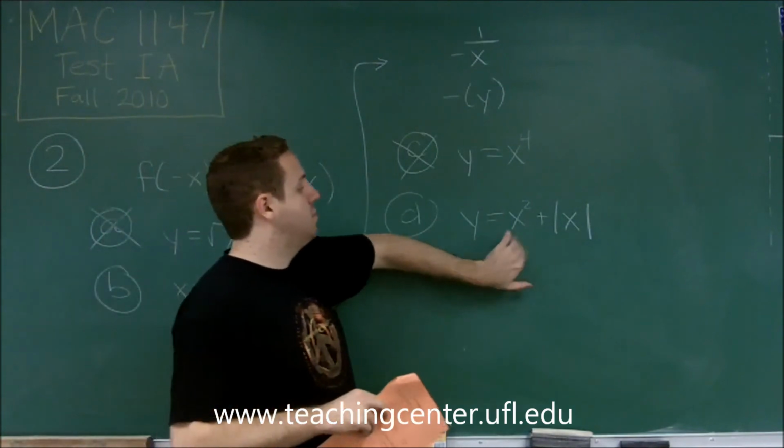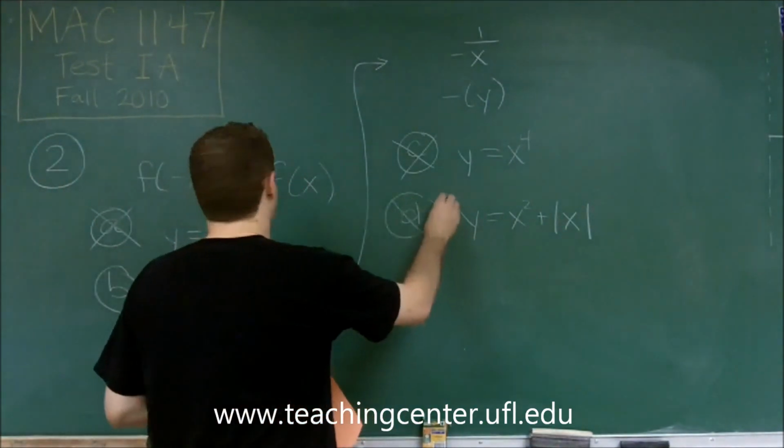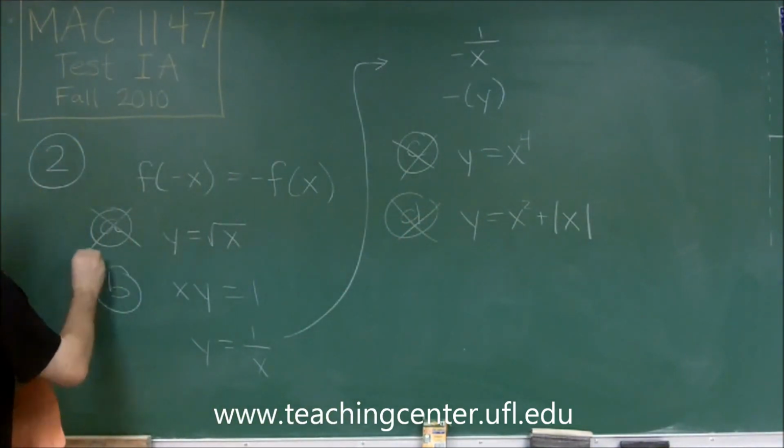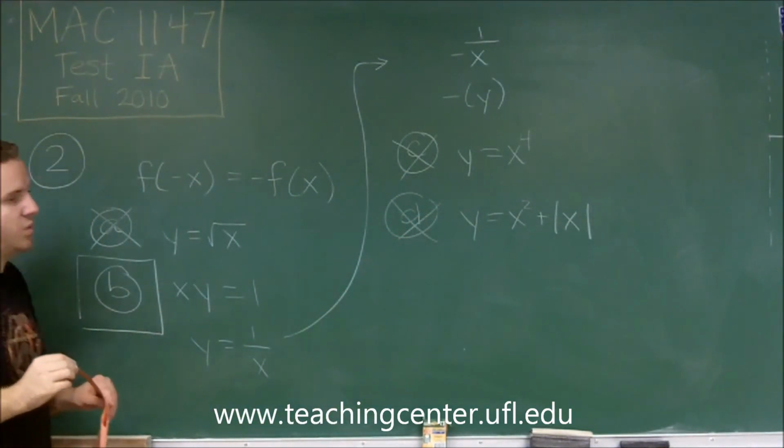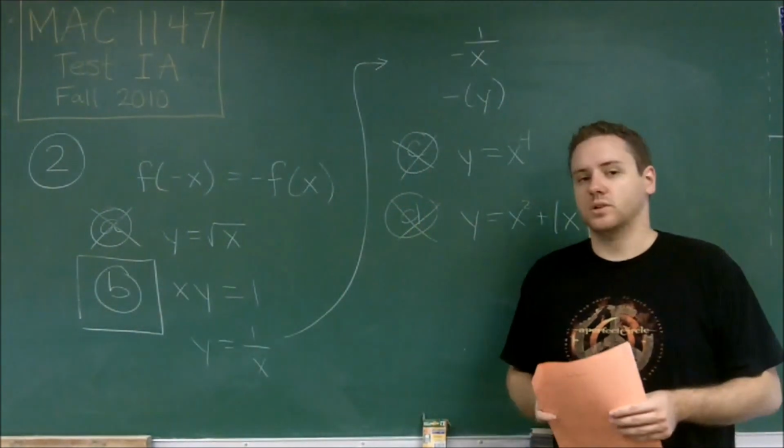So we have an even function plus another even function. That's guaranteed to be an even function. So this is definitely wrong as well. And we get that B is the only one that is odd. Again, that means symmetric with respect to the origin.